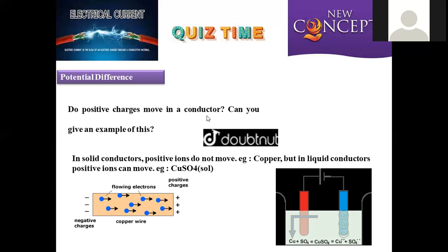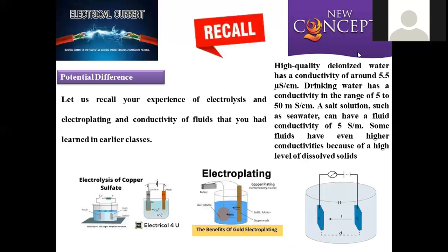Do positive charges move in the conductor? Yes, it is possible, but only under certain circumstances, when an ionic conductor is taken. In that case, positive charges are also allowed to move. But when we take a metallic conductor, only electrons are allowed to flow, not copper ions. They will not migrate from one place to another. So the situation depends upon the type of conducting material we choose.